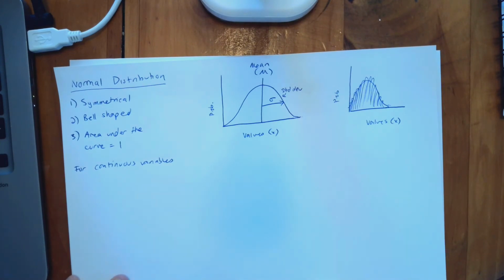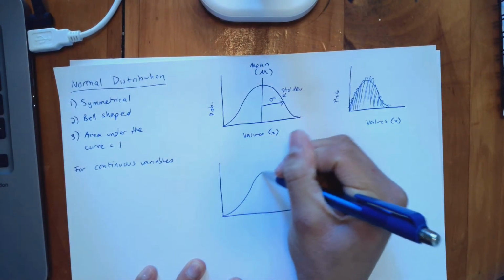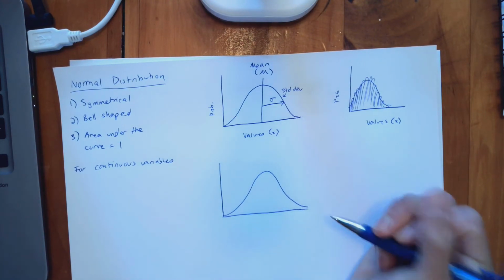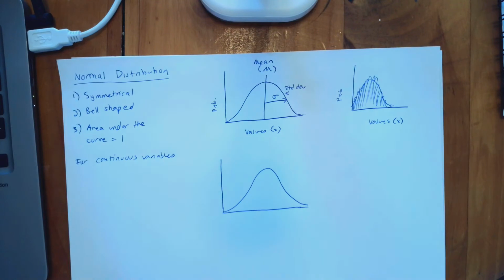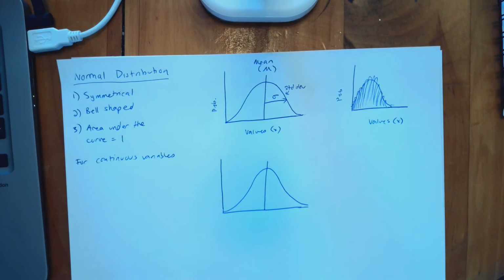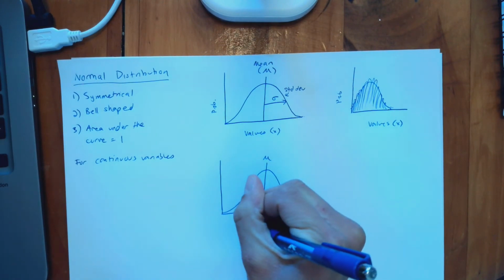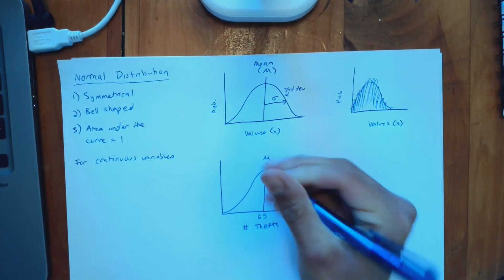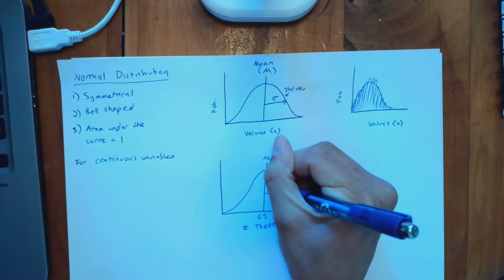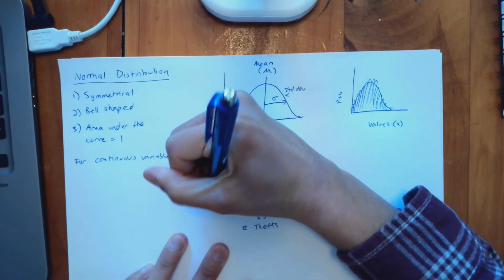And as another quick example, I'll put some actual numbers to this. Let's say we're talking about the number of thefts that occurs in a large store over the course of a month. And it's a probability distribution. So this says, what's the probability that this number of thefts is going to occur in the store in any given month? And we're going to say that our mean is 65. And our standard deviation is 15.